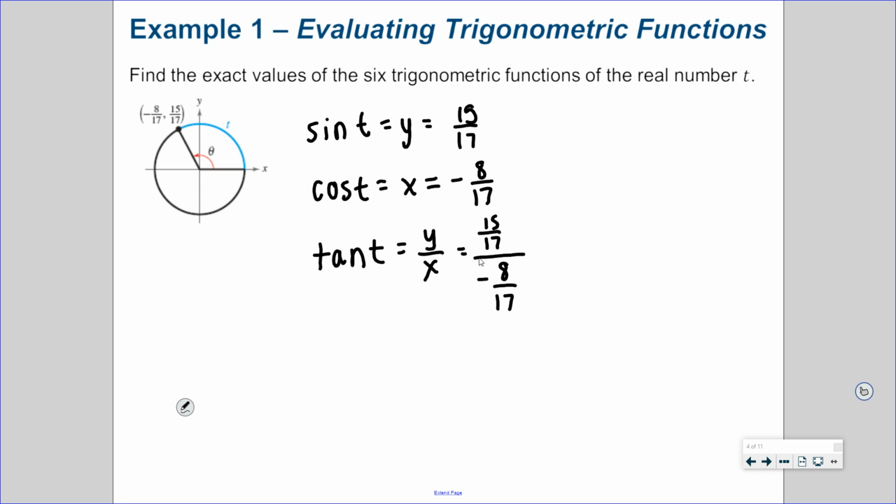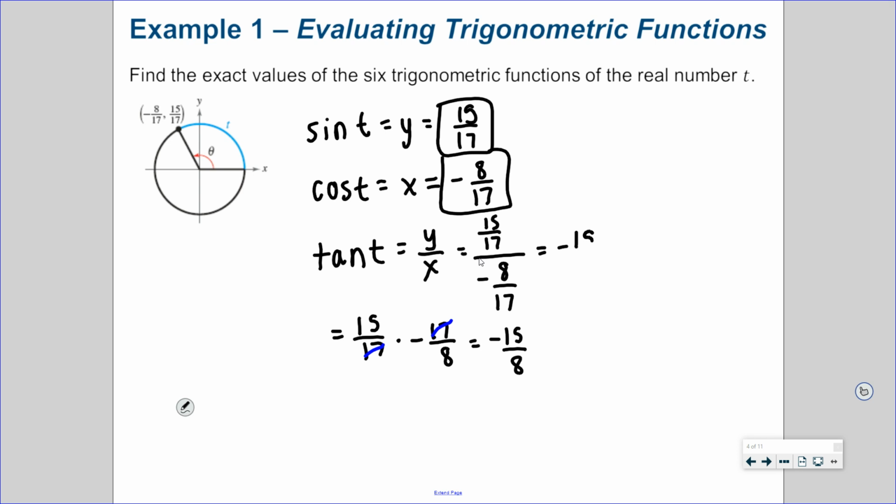All right, so I have a fraction within a fraction. We can simplify this, right? Times by the reciprocal. Let's come down here and simplify this. So 15/17 times negative 17/8. I get negative 15 over 8. And you should reduce these if you can. All right, so there's sine, there's cosine. Tangent is negative 15 over 8.